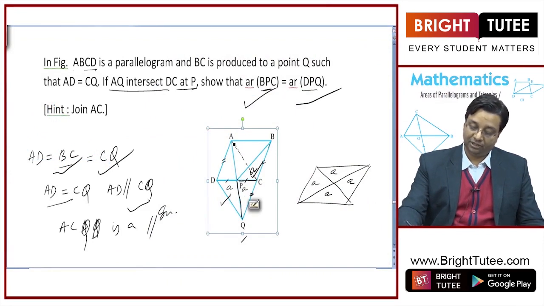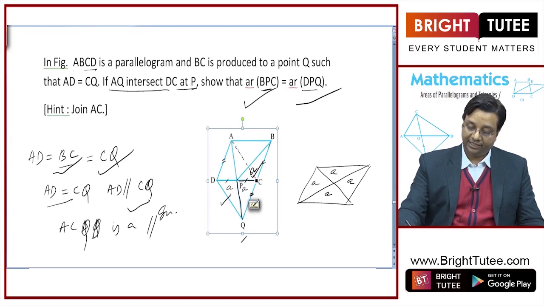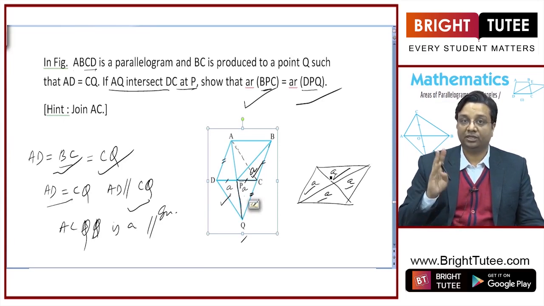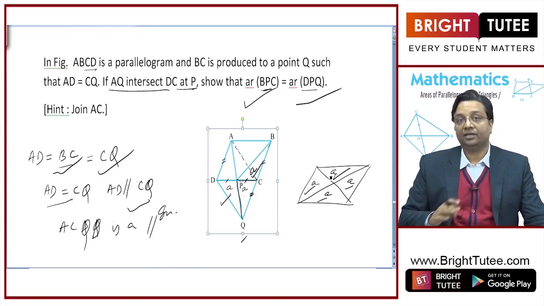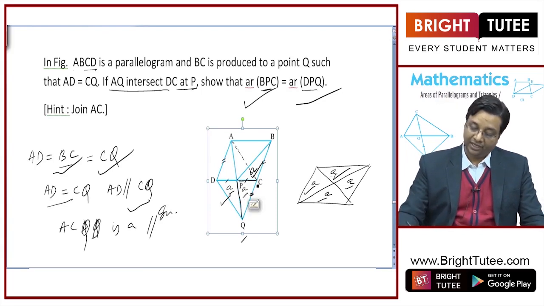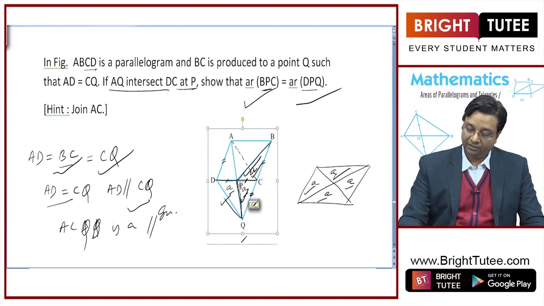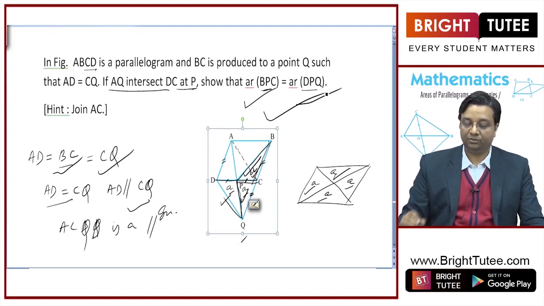What I have done in this question is, I joined A with C. Then I showed that ACQD is a parallelogram. And if it is a parallelogram, the diagonals will divide it into four triangles of equal areas. So, these two areas are also equal. And by PC being the median, these two areas are equal. So, area of triangle DPQ is equal to area of triangle BPC. This is what we had to prove. Okay. So, these are the steps.